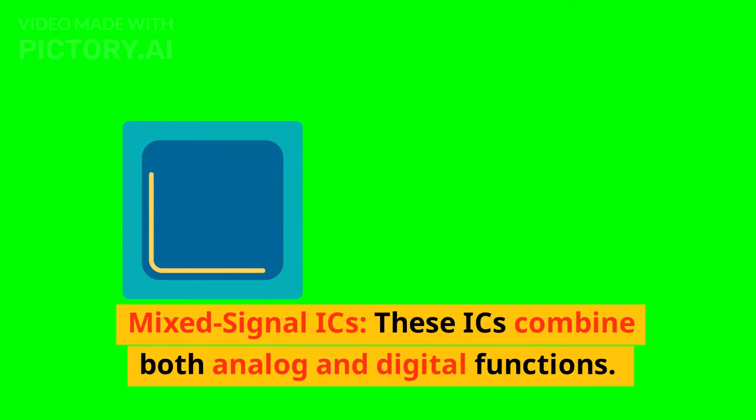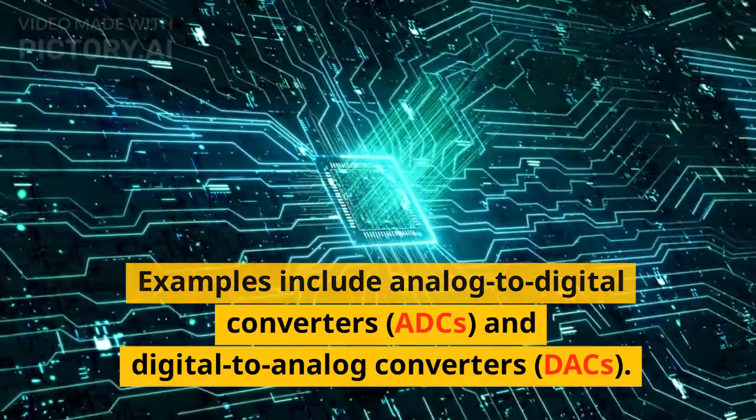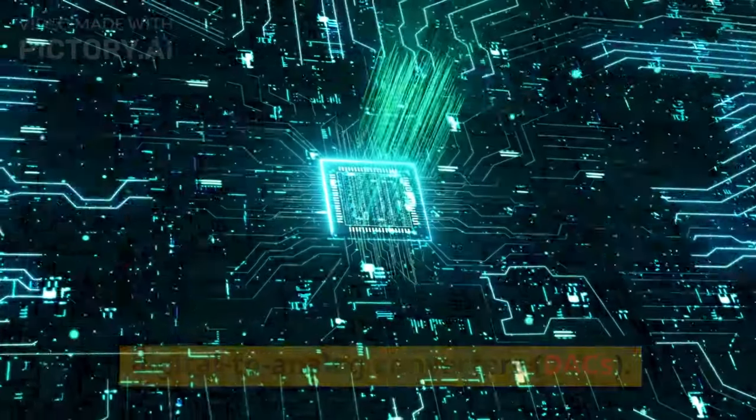Mixed signal ICs. These ICs combine both analog and digital functions. Examples include analog to digital converters, ADCs, and digital to analog converters, DACs.